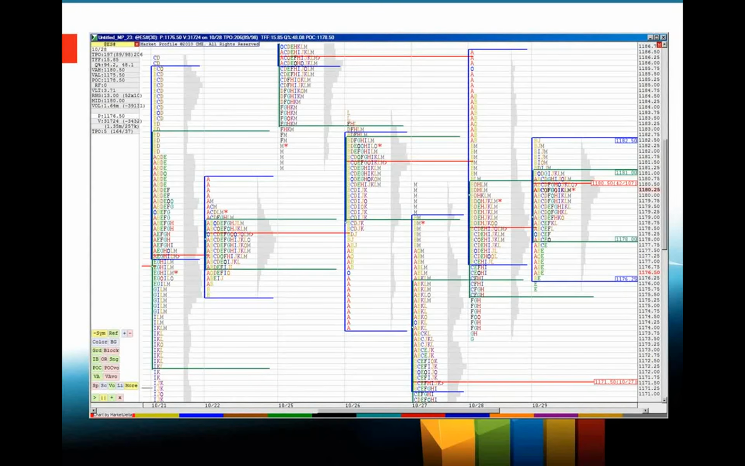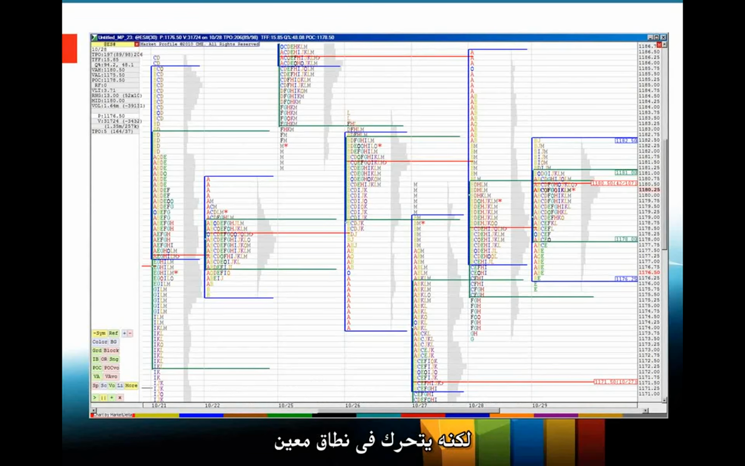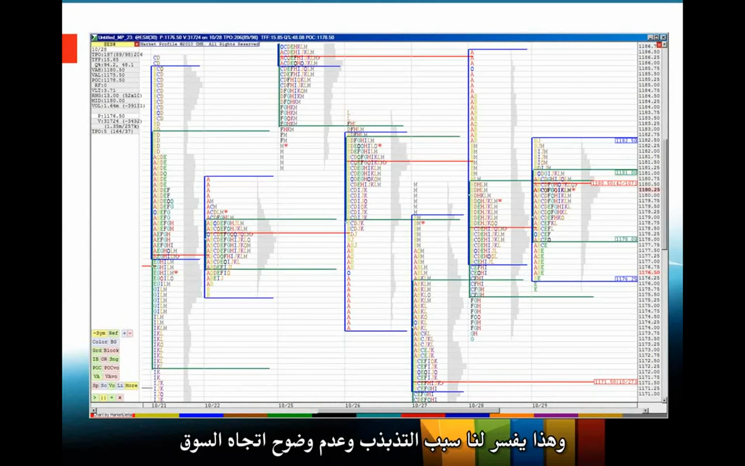You are going to see that the picture in this chart for these 7 days is really a market that is not moving in a very strong direction one way or the other. Overall, we are moving within a range. If you go back a week or two, you will remember that that was the period right before the election and right before the FOMC meeting. So it makes a lot of sense that the market wasn't quite sure which way it was going.